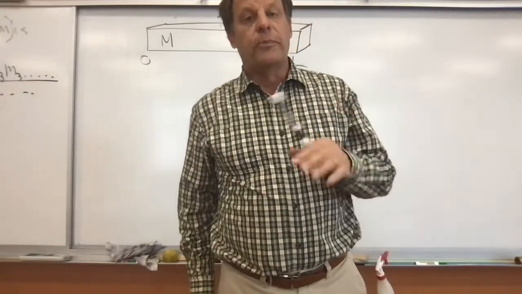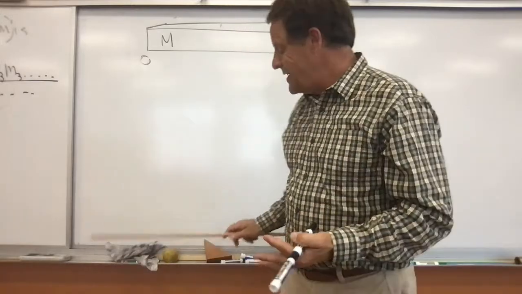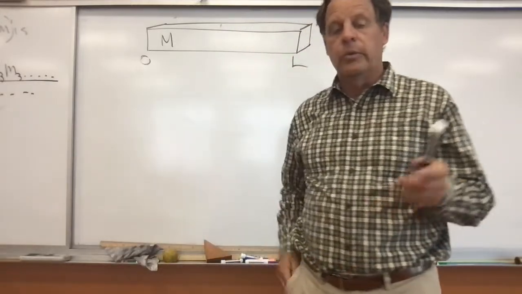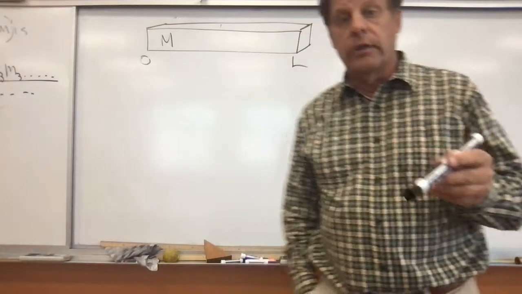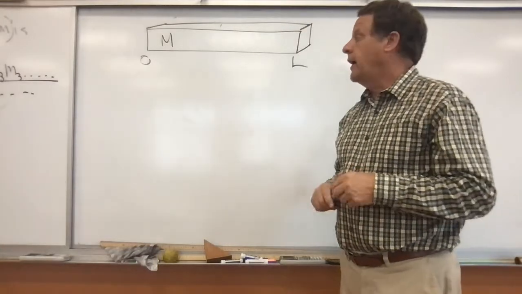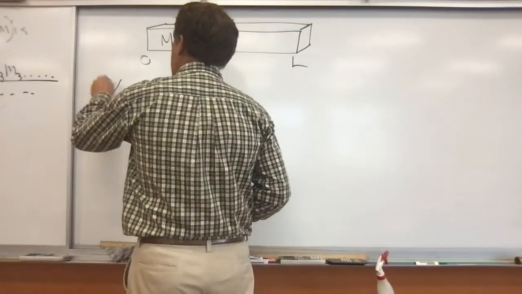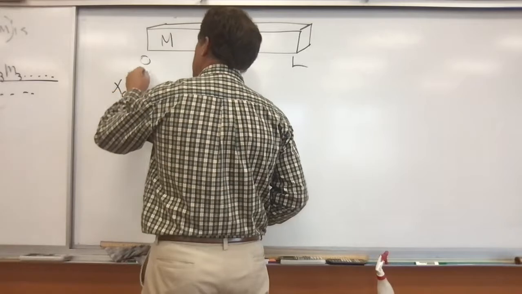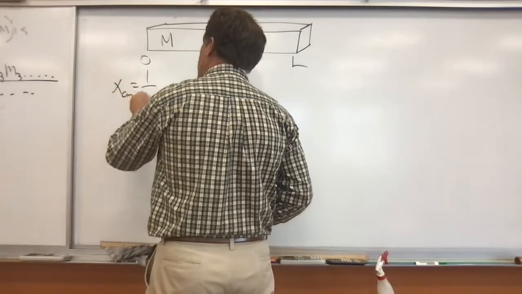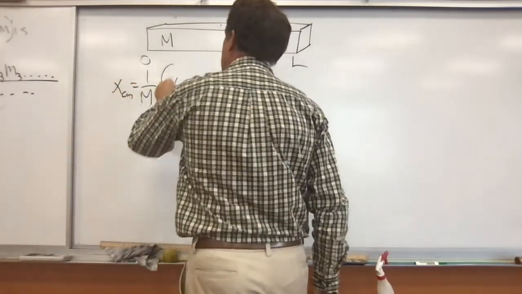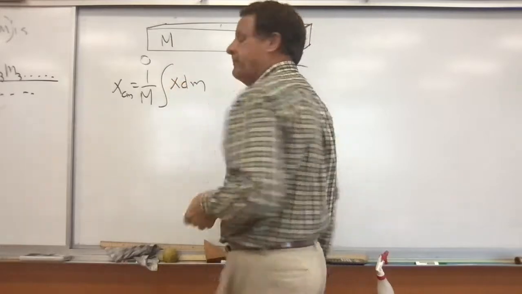And for this first part, I'm going to show you that, in fact, it is right in the middle. And then we will go to something that's a little more complex, and we'll see how that works. Okay, so x center of mass is equal to 1 over m times the integral of x dm.